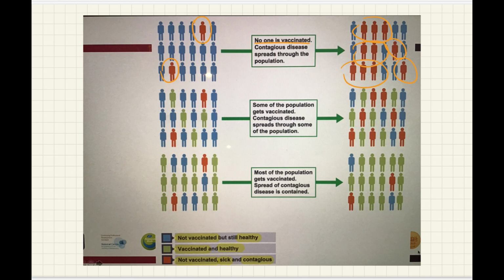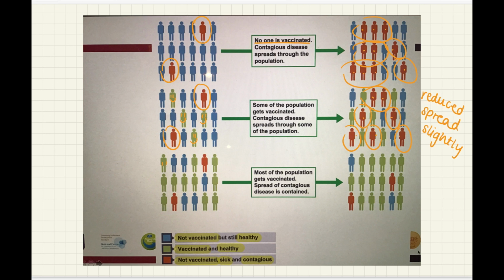And then if we look at the second row, some of the population gets vaccinated, so there's 4 of them. We've got 2 people who are ill and contagious, and then as time passes, we have more people who are infected, but it's less than before. So we've got 7 infected people this time, whereas we had 9 last time. So the spread has been reduced just slightly.